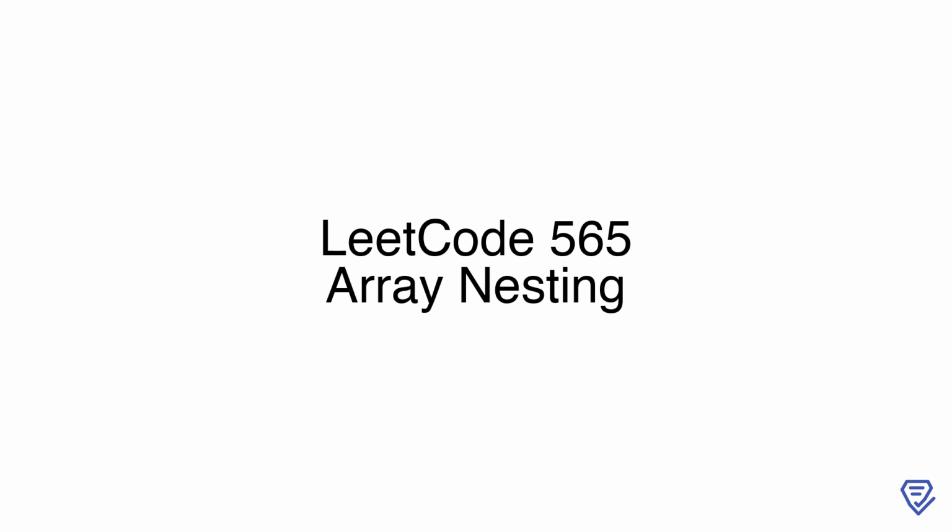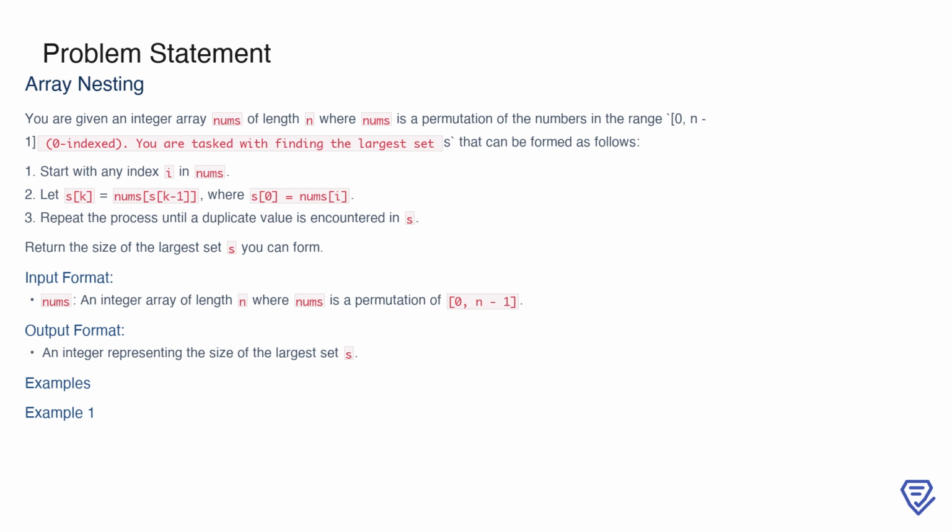Let's get started. In this problem, you are given an integer array nums of length n. The array nums is a permutation of the numbers from 0 to n-1, meaning it contains all integers in this range exactly once, but possibly in a shuffled order. Your task is to find the size of the largest set S that can be formed by following a specific process. The process starts with any index i in the array.